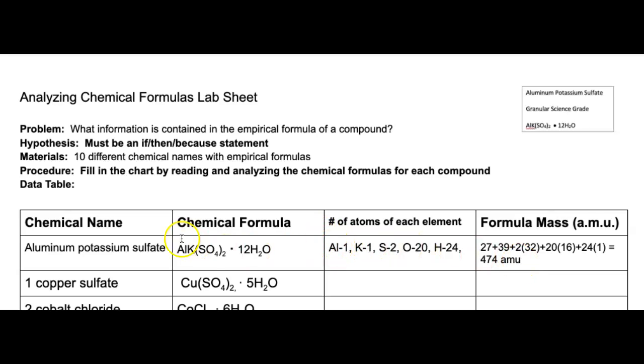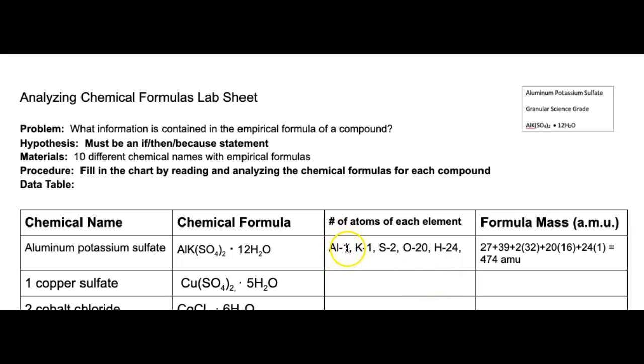So I have one aluminum. Over here I have one K. The 2 on the outside of the parentheses tells me I have 2 S's. 2 times 4 for the oxygen gives me 8 oxygens, but I'm going to add these 12 oxygens from this part of the water to give me 20 oxygens, and then 12 times 2 is 24 hydrogens.